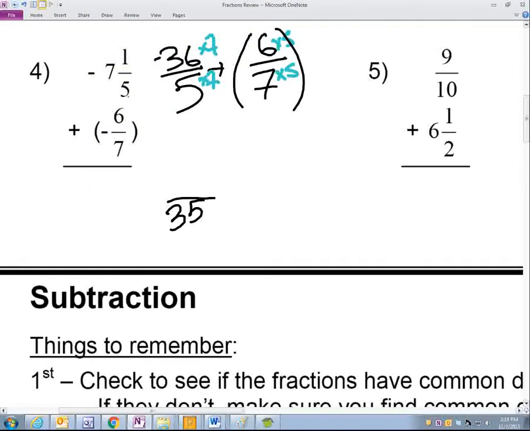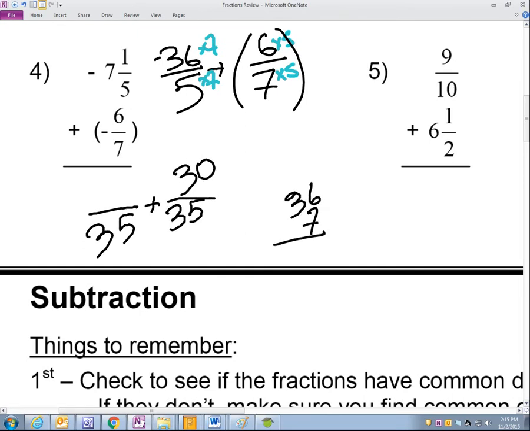So 6 times 5 is 30. 5 times 7 is 35. 36 times 7 is going to be on a scratch piece of paper. 21 plus 4 is 25.